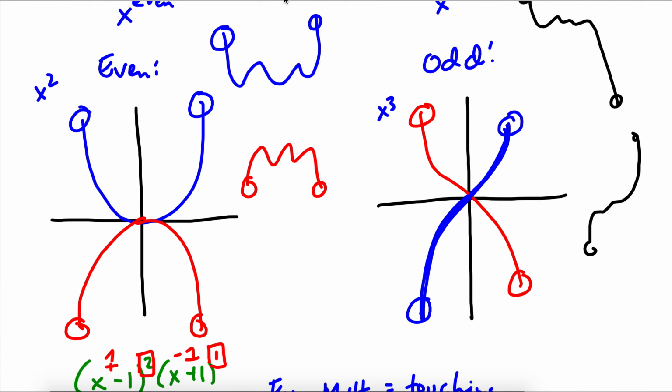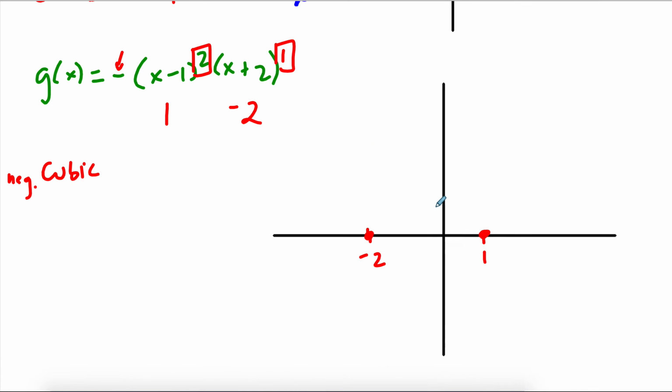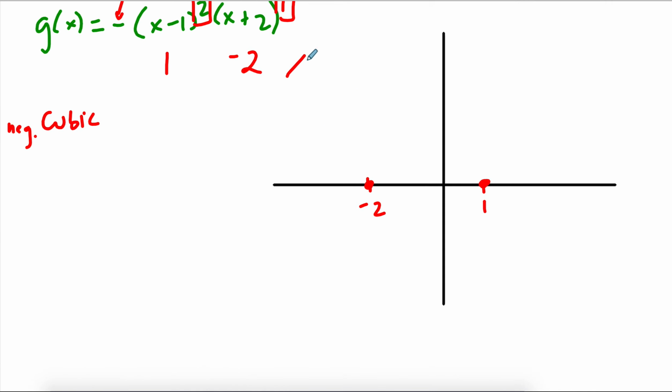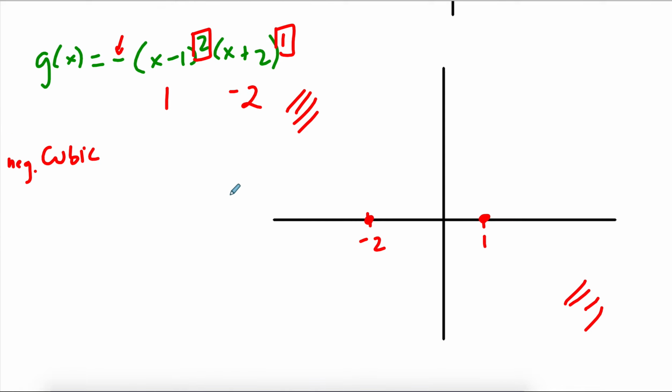So for negative cubics, our function is going to start up top, but then end down low. So if we go down here, we know that we're going to start somewhere up here, and we're going to end somewhere down here. So now we want to determine what happens in the middle, and that's up to multiplicity.